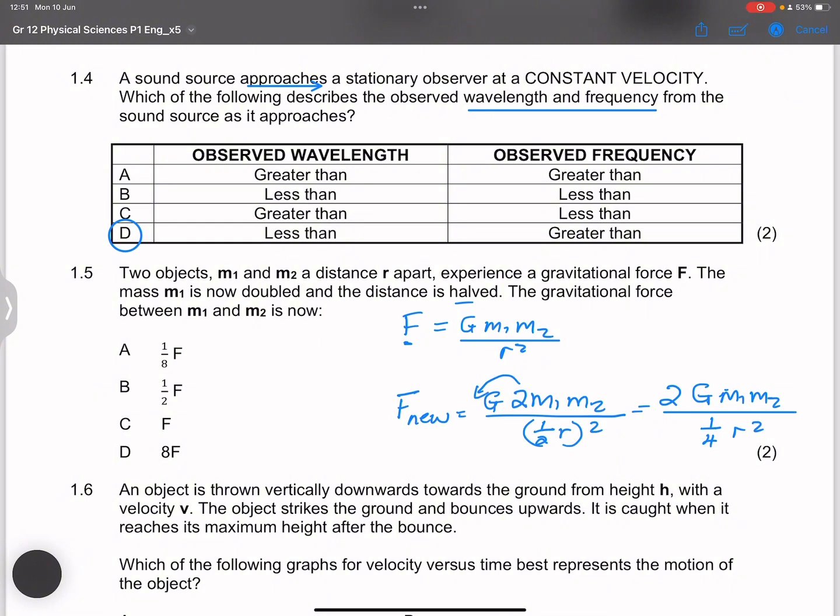Now I want to get rid of the 1 over 4 at the denominator, so I'm going to multiply by the inverse, so 4 over 1. What I do at the bottom I do at the top, that's 4 over 1. So what do I eventually have? That's 8G M1 M2 over R squared. Which means the force is 8 times what we had originally, so that would be 8F. Okay, so that's D.